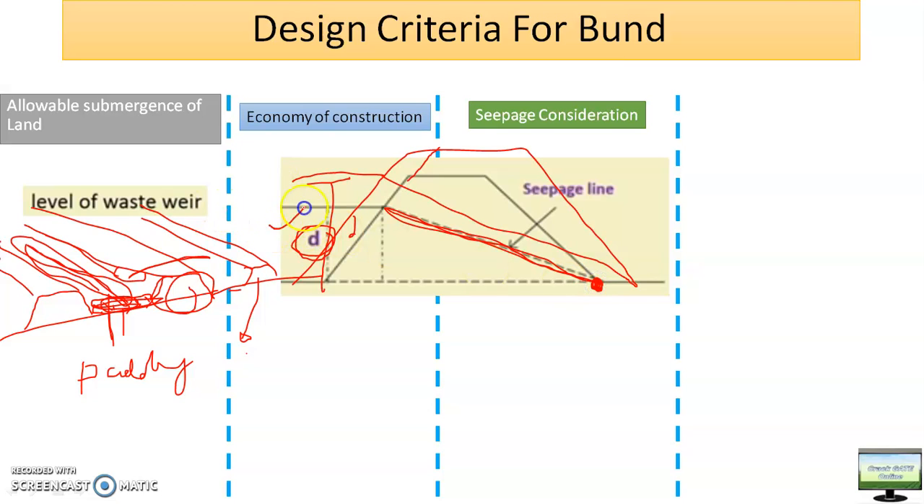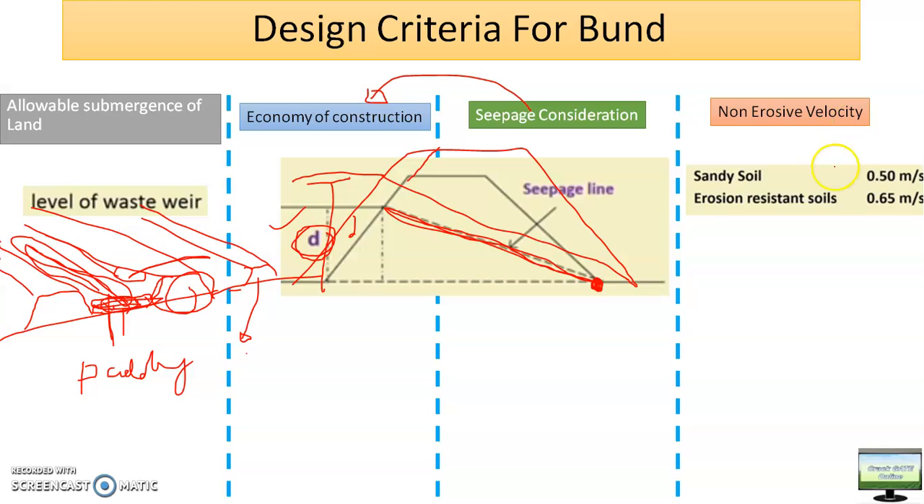So the more the height of the water retention, the more will be the size of the bund, and the more the size of the bund, again it affects your economy of construction. So one point is related to the other. And what is the other criteria? The other criteria is non-erosive velocity. What is this non-erosive velocity?